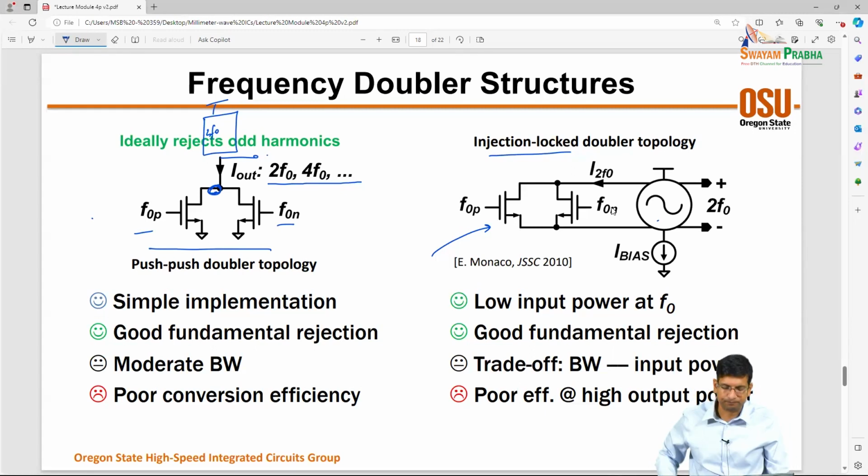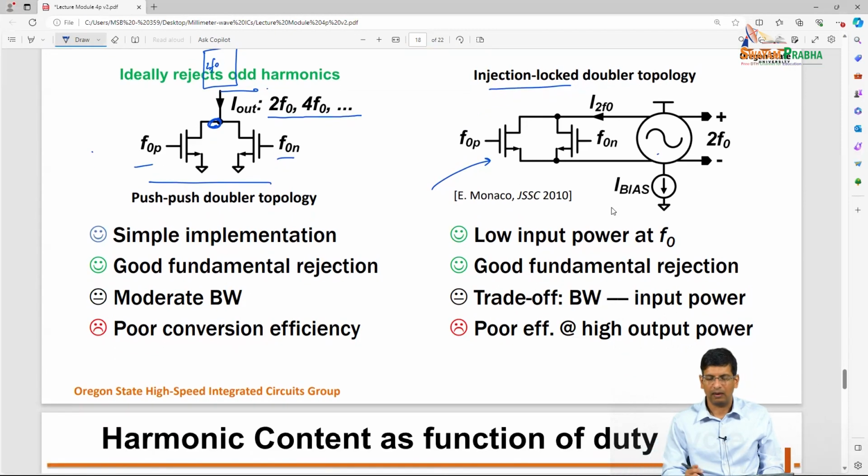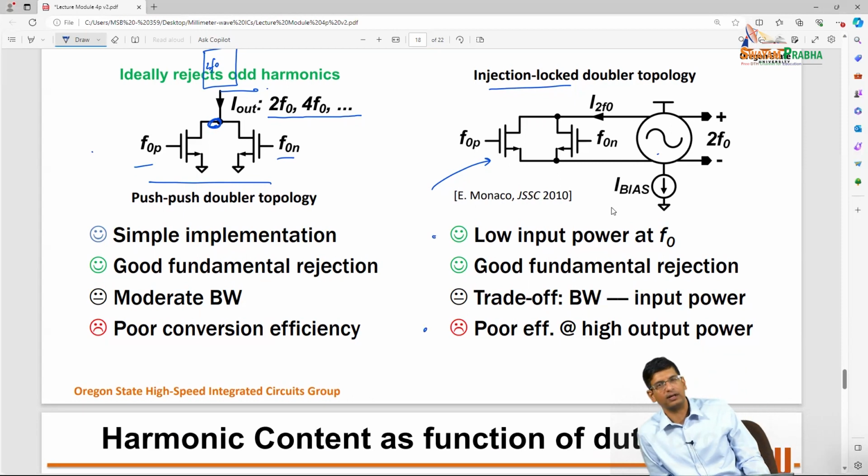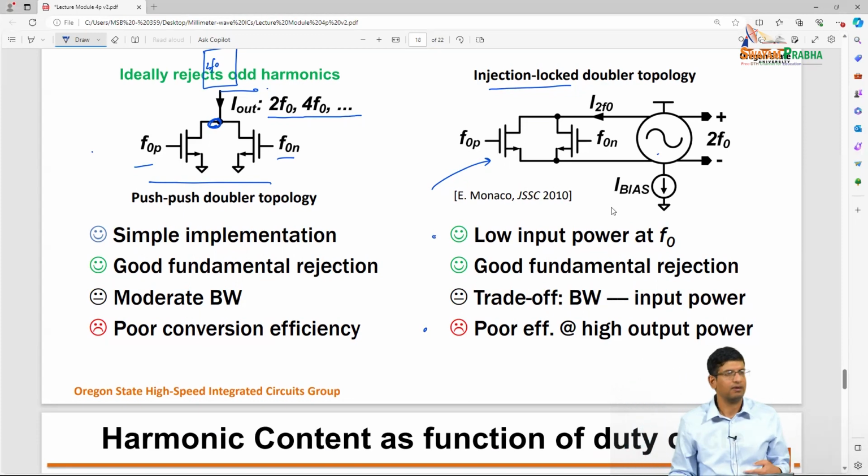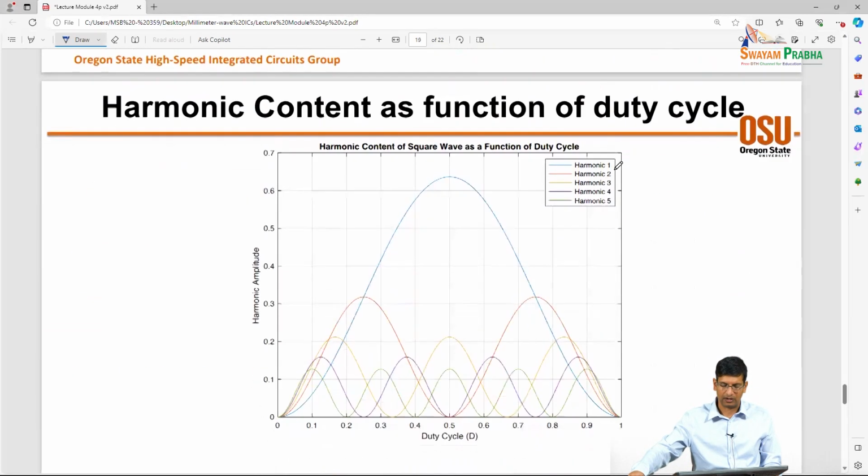Typically, trade-offs as noted here can depend upon the amount of input power you need. For example, pretty low for injection locked oscillators, but on the other hand, it's tough to get high output power unless you try to design some power oscillators. But then, these topologies all have trade-offs.